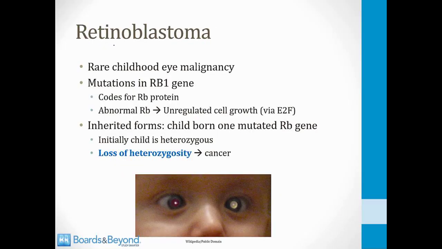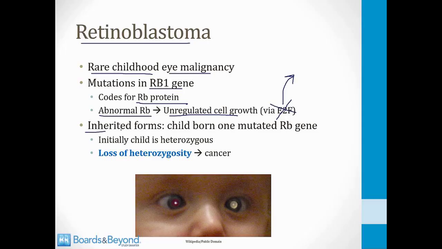I'll finish this video by going through some of the classic clinical correlations of the cell cycle. These are all very high yield to know for your board exams. We'll start by talking about retinoblastoma. Retinoblastoma is a rare childhood eye malignancy, and it's caused by mutations in the RB1 gene. This gene codes for the RB protein, and if children have an abnormal retinoblastoma protein, then they will have unregulated cell growth. Just like we've been talking about, the job of retinoblastoma is to hold back E2F. So if you don't have retinoblastoma, then E2F will lead to uncontrolled cell growth.